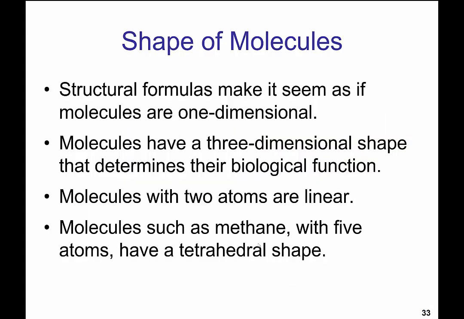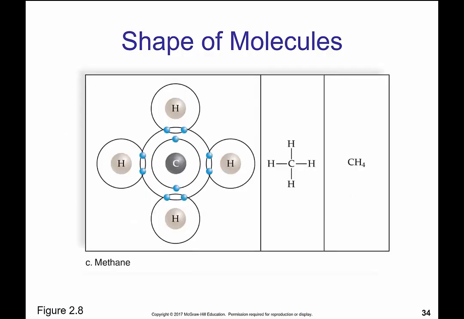Even though these different ways to represent bonds are useful for us being able to comprehend how electrons are either shared or transferred, these structural formulas make it seem as if molecules are one-dimensional. Molecules, in actuality, have a 3-dimensional shape that determines their biological function to a large extent. Molecules with 2 atoms are going to be linear, similar to how we just saw hydrogen gas or oxygen gas. Molecules such as methane with 5 atoms are going to have a tetrahedral shape.